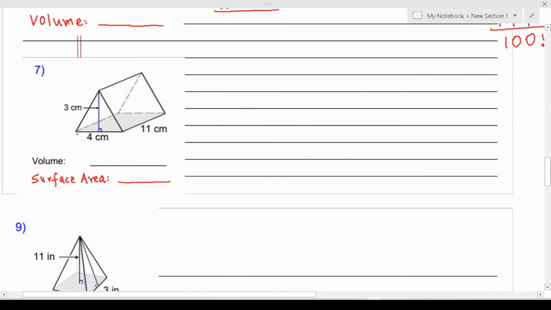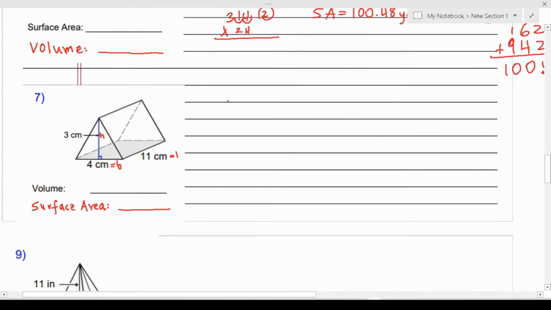As you can see, this has 2 triangular faces sandwiched by 3 rectangles, which is important when we're going to find its surface area, so just keep that in mind. In this case, I know this 4 is its base, this 11 is its length, and this 3 is its height. So let's go ahead and start by working on volume.